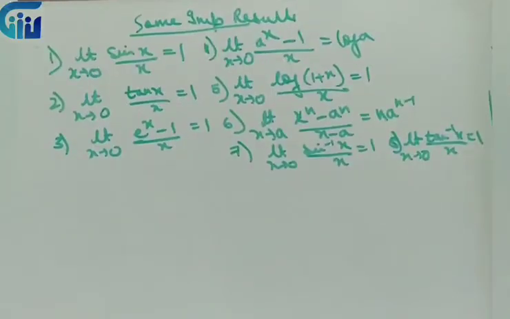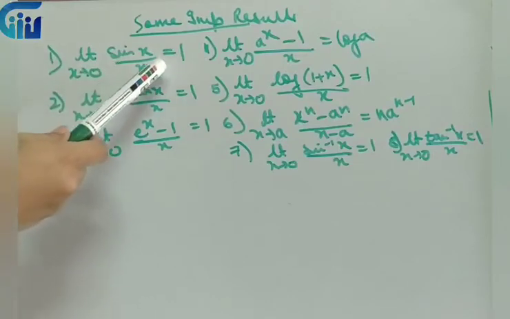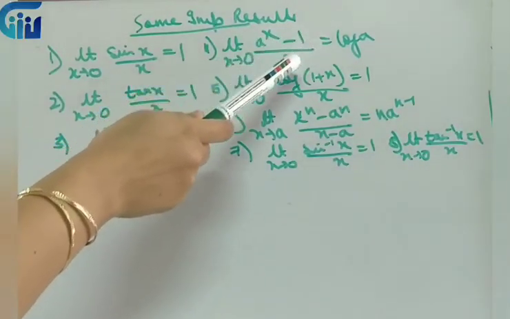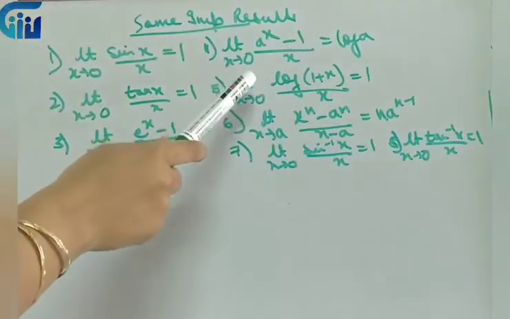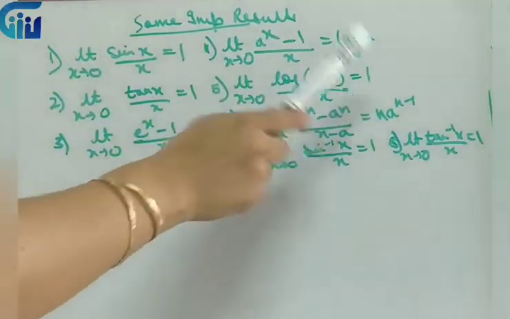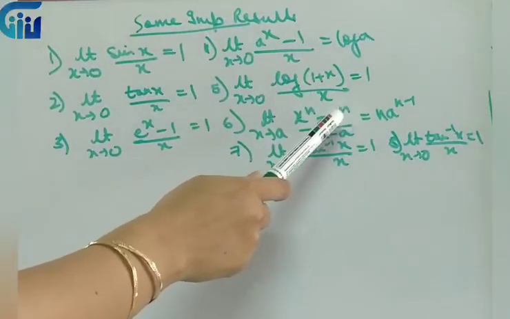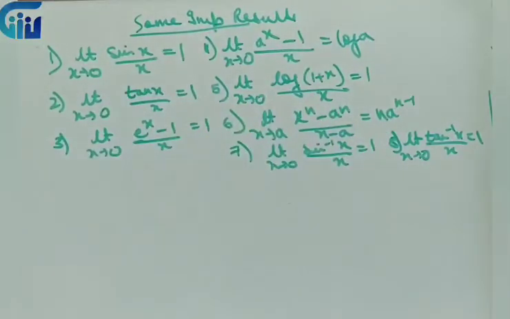These are the important results that we will be using in continuity. So what are these results which we have done in 11? Just have a quick recap of all these results. Limit x tending to 0, sin x upon x is 1. Similarly, tan x upon x is 1. Limit x tending to 0, e^x minus 1 upon x is 1. Limit x tending to 0, a^x minus 1 upon x is log a. Limit x tending to 0, log(1 plus x) upon x is 1. Similarly, limit x tending to a, x^n minus a^n upon x minus a is n a^(n minus 1).